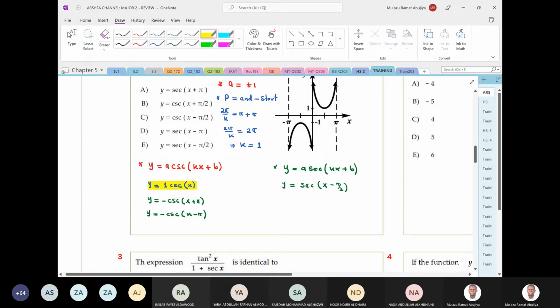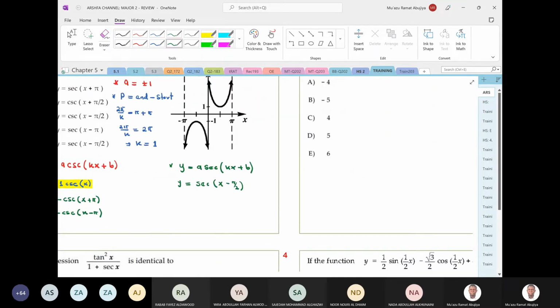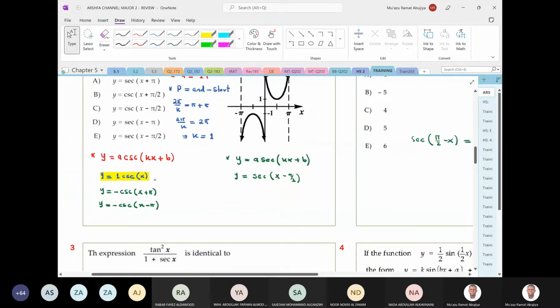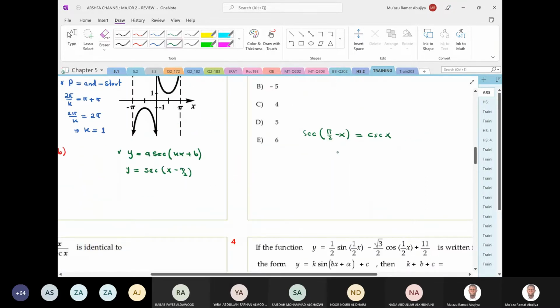We can use the co-function identity. I think you remember the co-function. We say that secant of pi over 2 minus x is always going to be equal to cosecant of x. You see the co-function property? Now I already find cosecant of x. So this is going to be the same thing as this one.